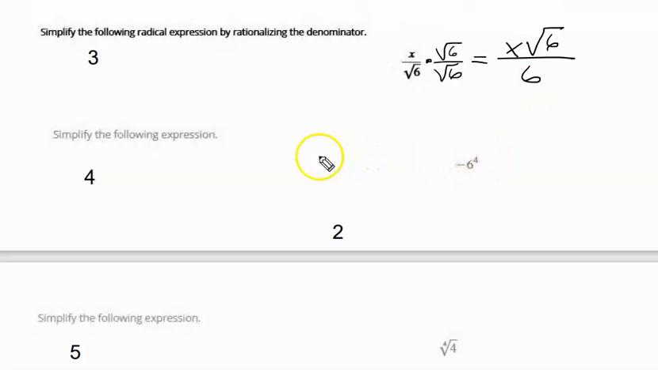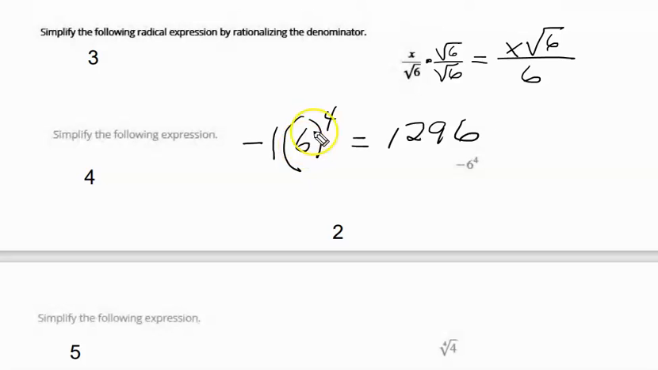All right, now for number 4, if you rewrite this, it's a negative 1 times 6 to the 4th power. And what is 6 to the 4th power? Well, that's 1,296. That would be this part. But now we have to multiply it by that negative 1. So when that negative is out in front like this, it becomes a negative.